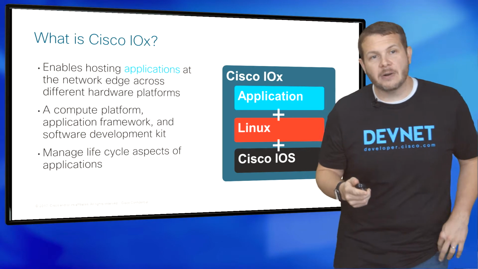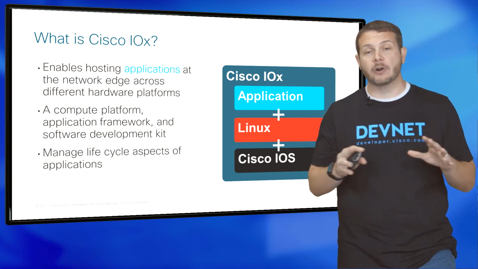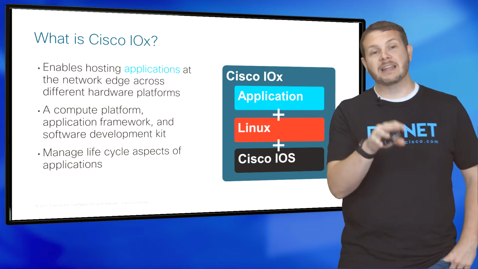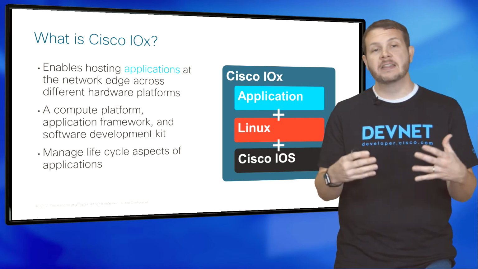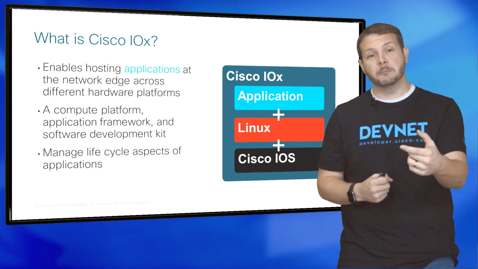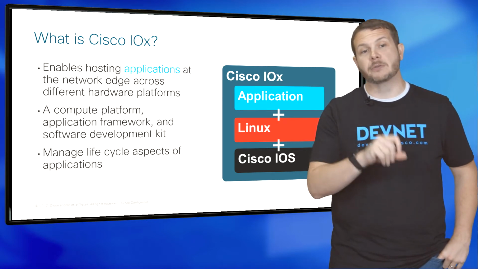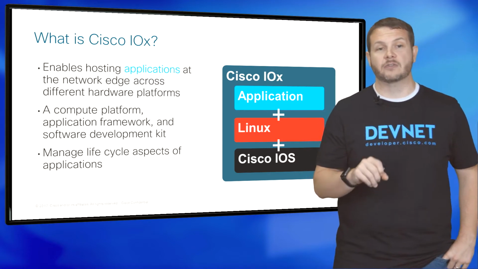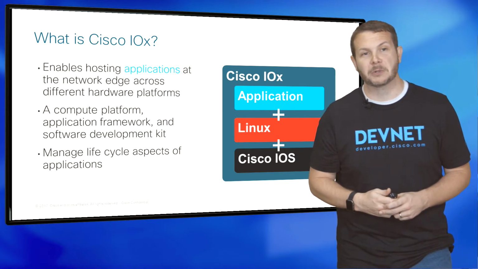Well, IOX starts out as a platform that enables you to host applications at the network edge across different hardware platforms from Cisco. And applications is key. Different from what we talked about in the Linux and the Python lessons, now we're actually talking about real applications, business applications that may or may not have anything to do with the network at all. All we're looking at in IOX is providing a compute platform, an application framework, and a software development kit for application developers to build those applications. IOX gives all of the lifecycle capabilities to manage those applications from installation, upgrade, and then removing them from the environment as you go through.